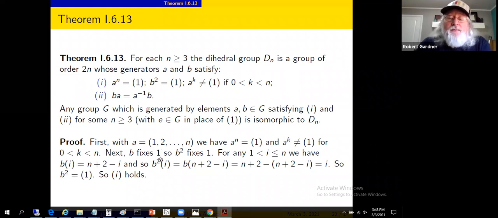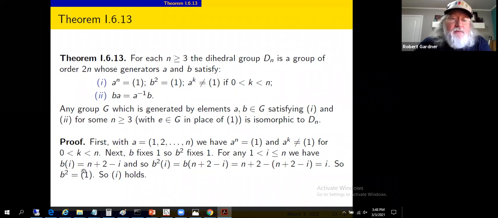B fixes 1. Remember, B mapped 1 to 1. So B squared fixes 1. Okay, so that's not quite the claim, but we do have B squared fixes 1. Let's check the other symbols. So take any symbol between 1 and n except for 1. B maps that symbol I to n plus 2 minus I.